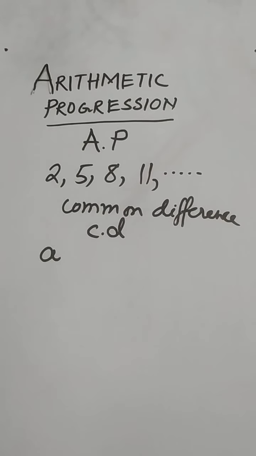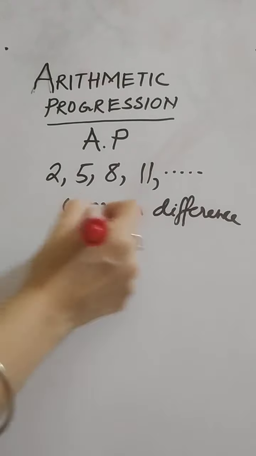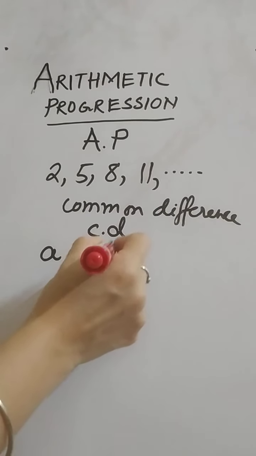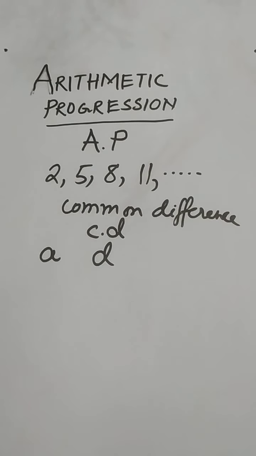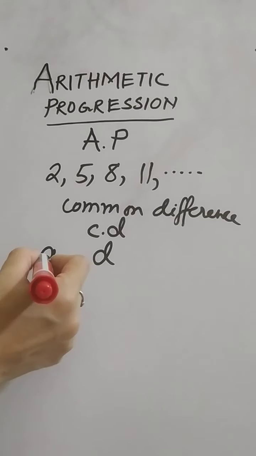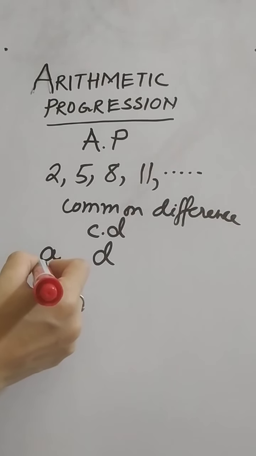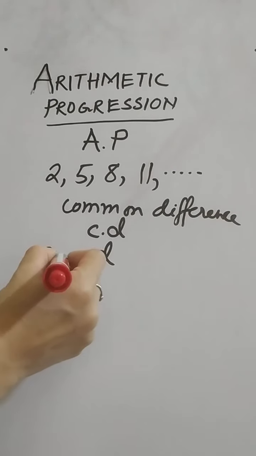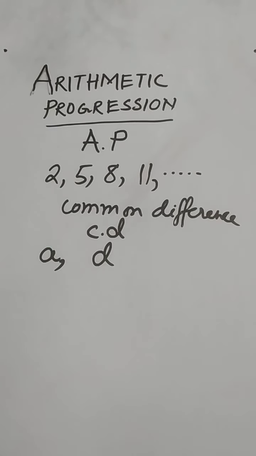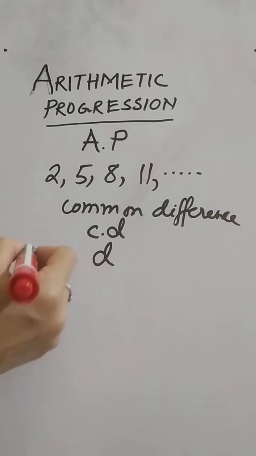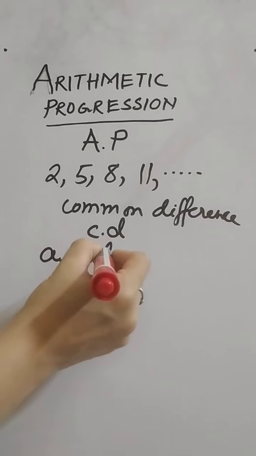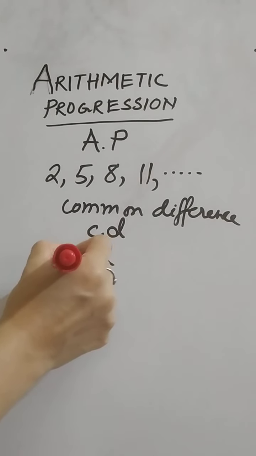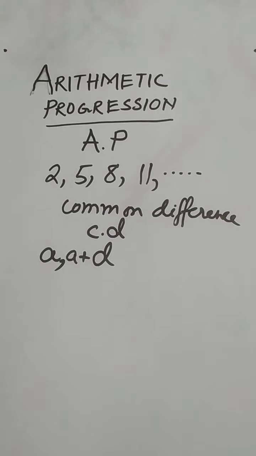Okay, this is our first number of the series. This we denote normally as A, and the common difference we denote by D. So if A is the first number of the AP series, then what will be the second number? The second number will be the first number plus the common difference.